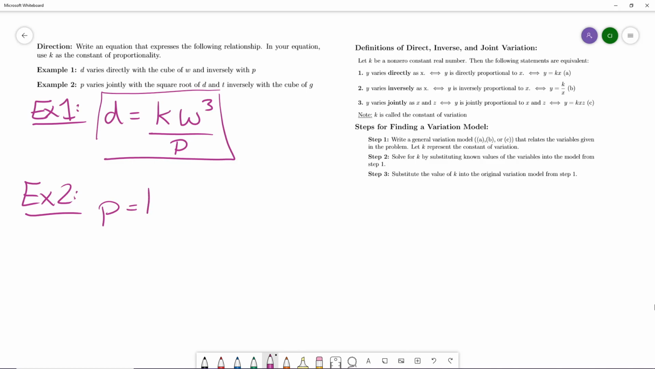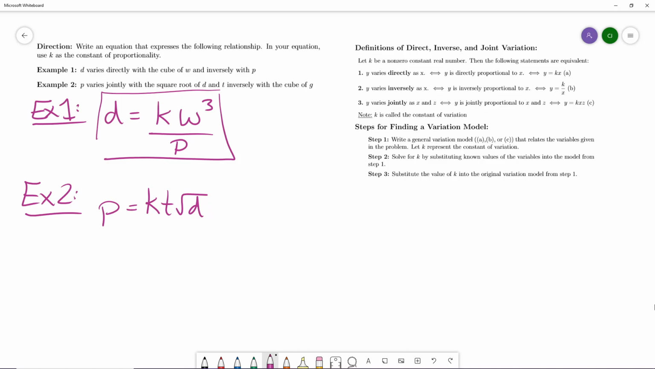So again, let's put our k here. Since it varies jointly with the square root of d and t, what does that tell us? That it's going to be t times the square root of d. You can also put square root of d times t, but the reason why I put t up front is because sometimes it gets confusing. It might seem like t is right below the square root, and that would be wrong. So to eliminate any ambiguity, we just put the t first.